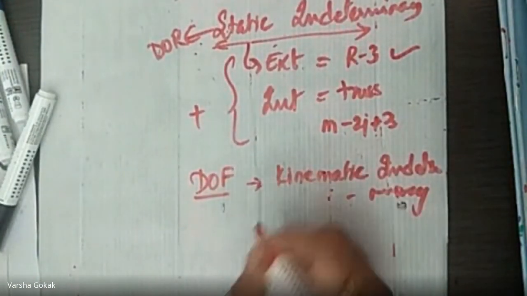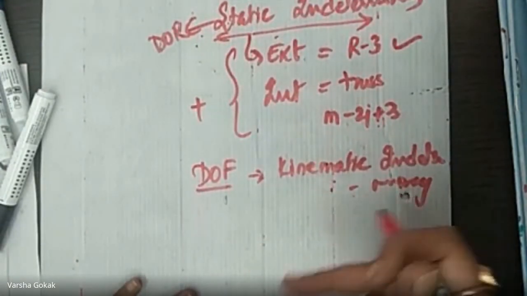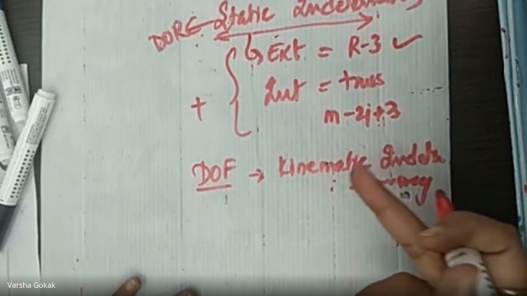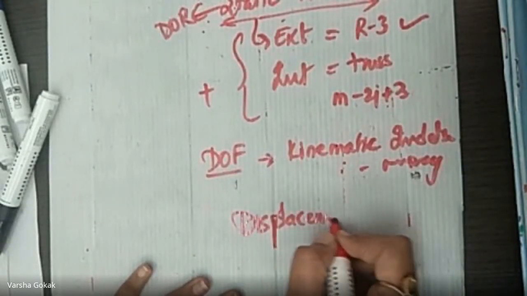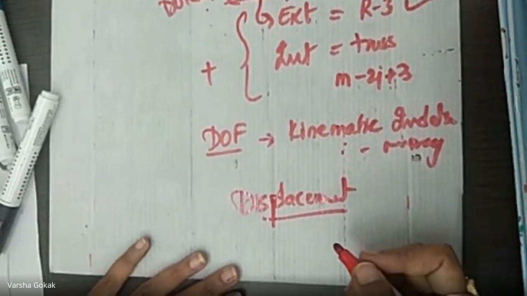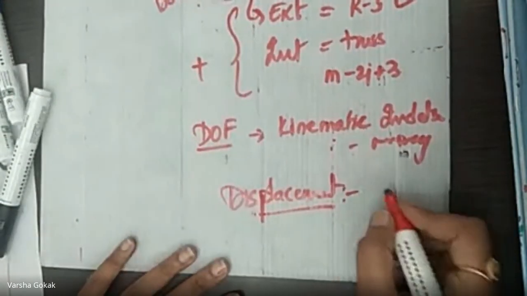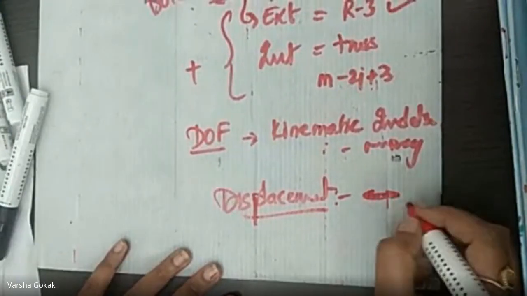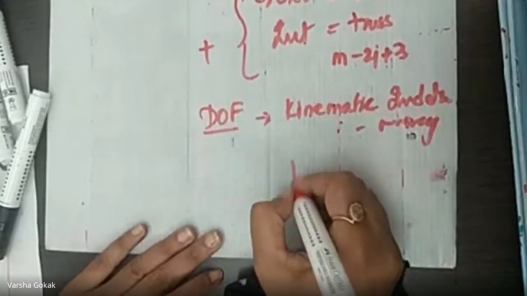So degree of freedom means what? We will be counting the number of permitted displacements. The technical civil engineering term is displacement. Displacement means whether it is allowed to move in horizontal, whether it is allowed to move in vertical. So based on this, we did a few simple examples.